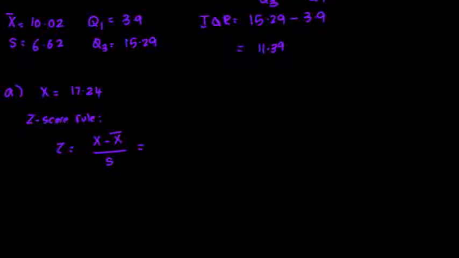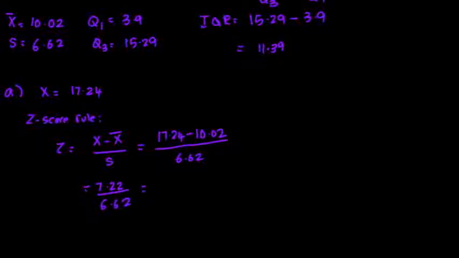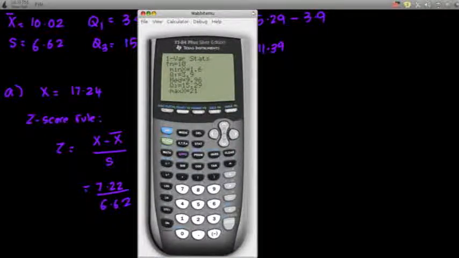So now let's find the Z-score of 17.24 and determine if 17.24 is an outlier. So 17.24 is my observation minus the mean, which is 10.02, divided by the standard deviation, which is 6.62. 17.24 minus 10.02 is 7.22. Divide that by 6.62, and we'll get a number close to 1.